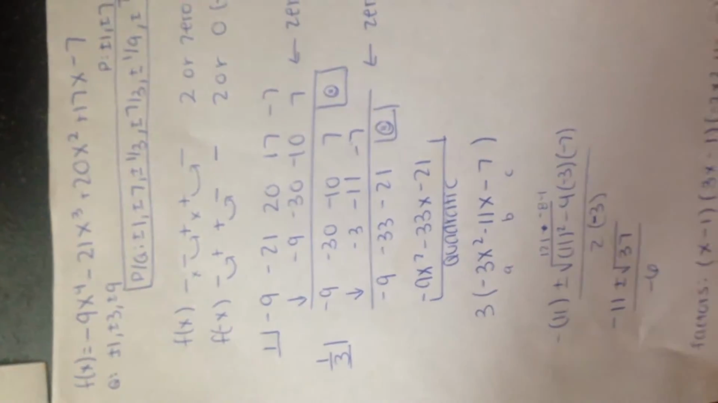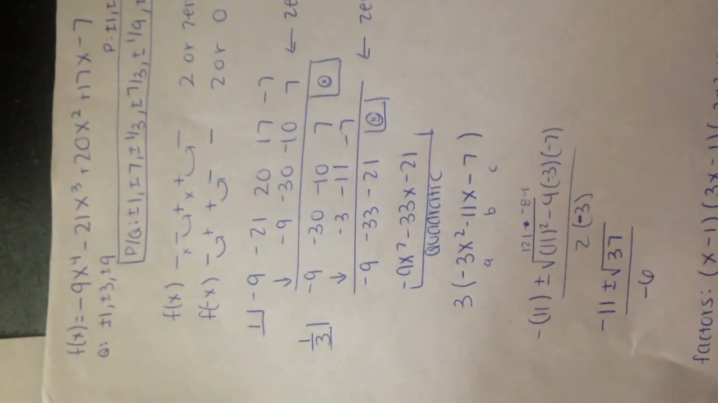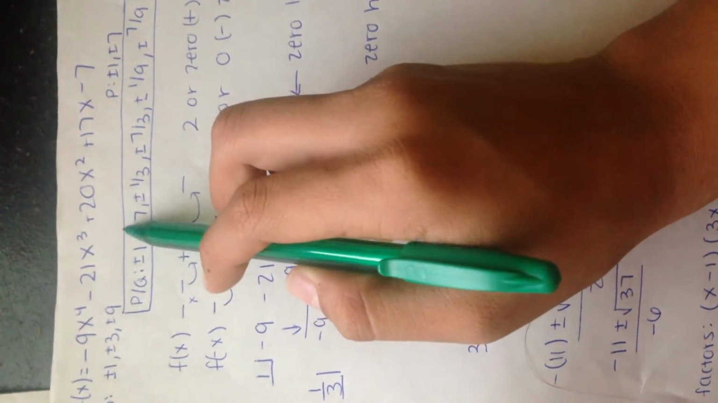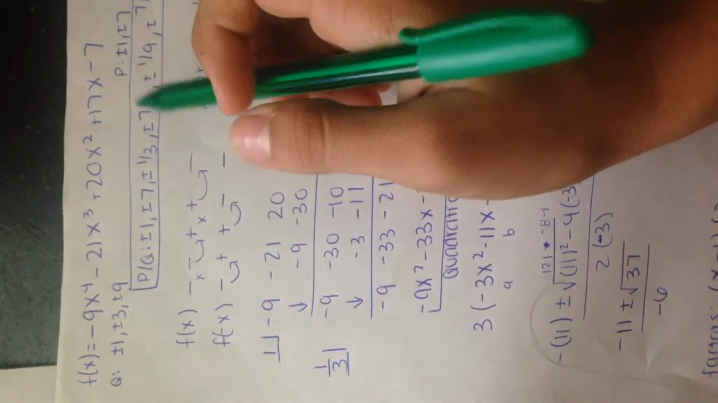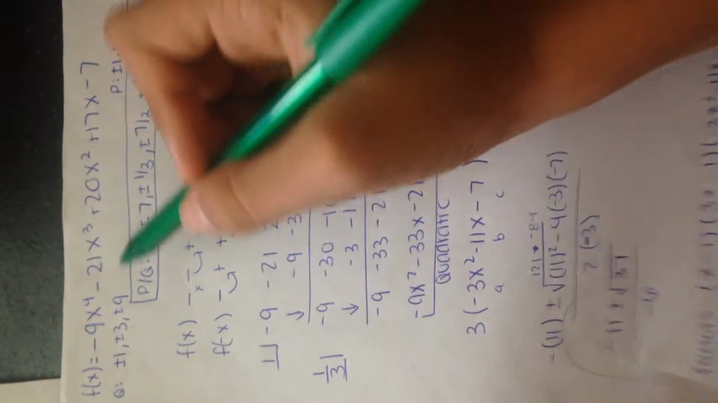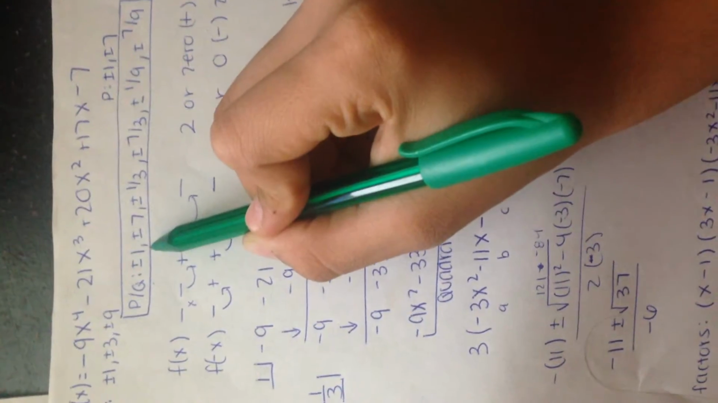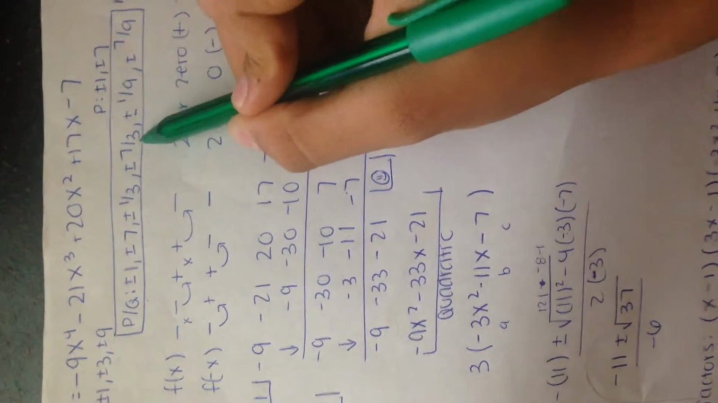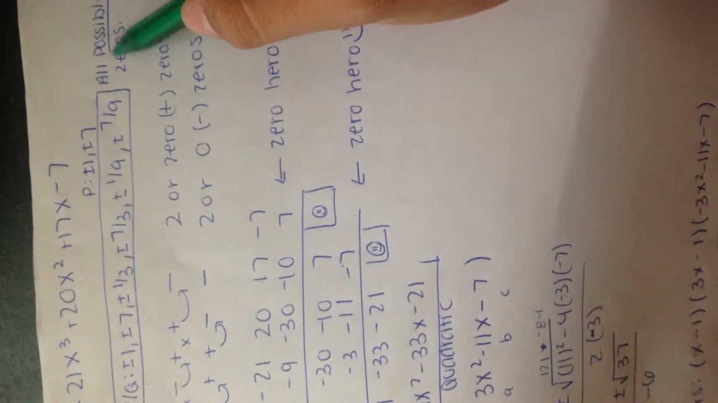We're going to be going over Unit F, and it gives us an equation. For example, 9x to the 4th minus 21x cubed plus 20x plus 17x minus 7. The first thing we are supposed to do is find our p's and q's, which is p divided by q. And we get plus or minus 1, plus or minus 7, plus or minus 1/3, plus or minus 7/3, plus or minus 1/9, and plus or minus 7/9. These are all our possible zeros.